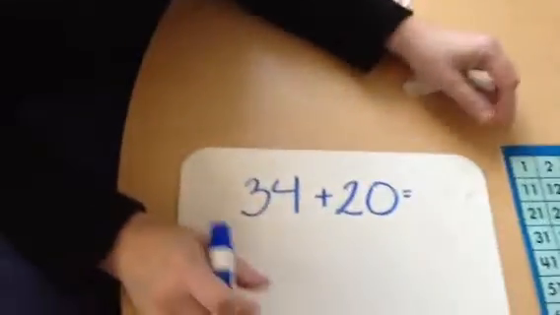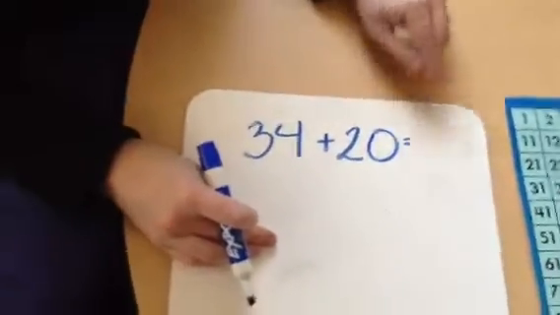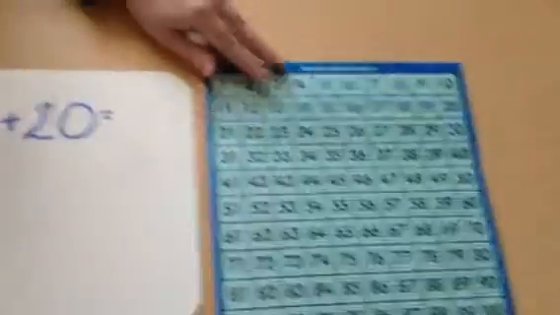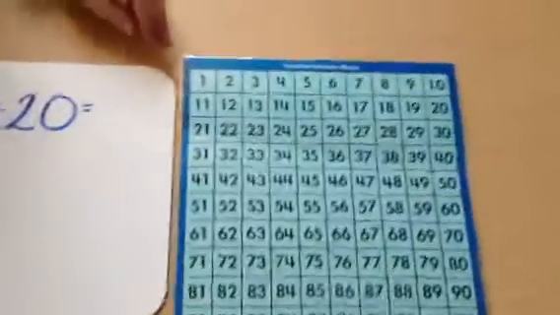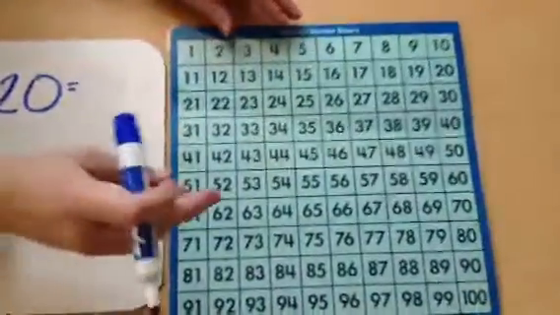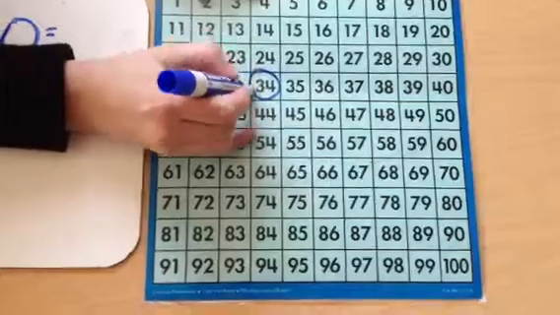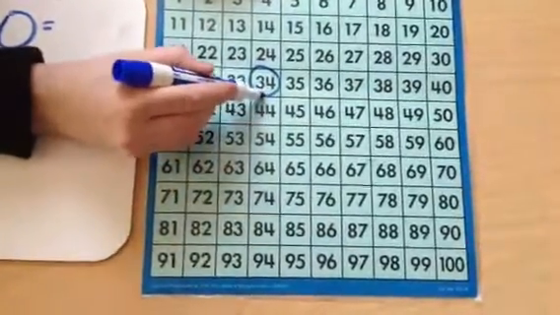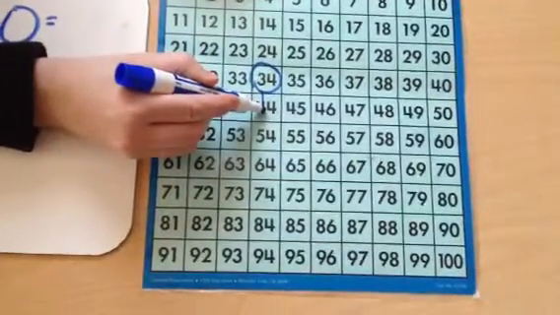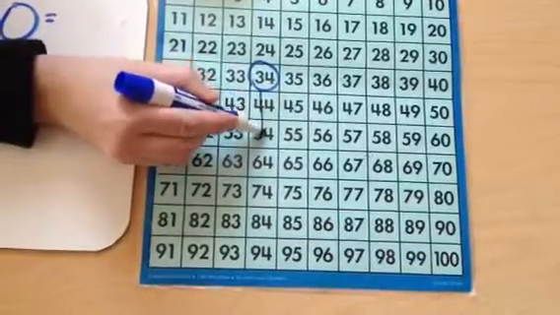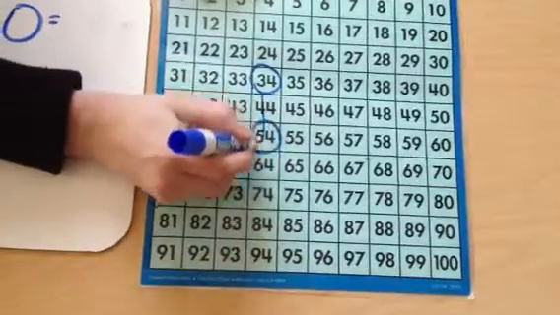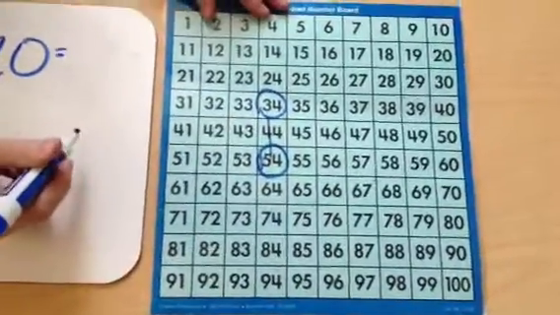So tonight, we talk about a couple things. One is using the hundreds chart to count on tens to add. So if my problem is 34 plus 20, I would find 34 and I would add 20. So I would just go down a row, go down another row, and I would know my answer is 54.